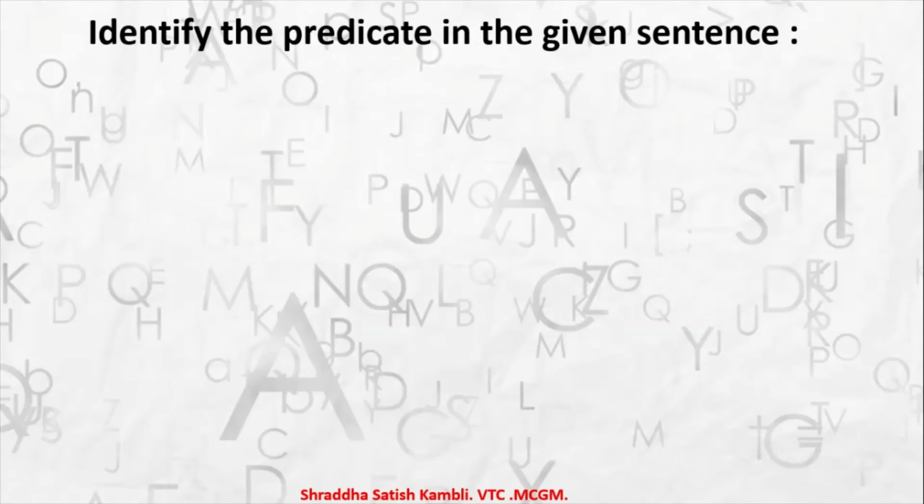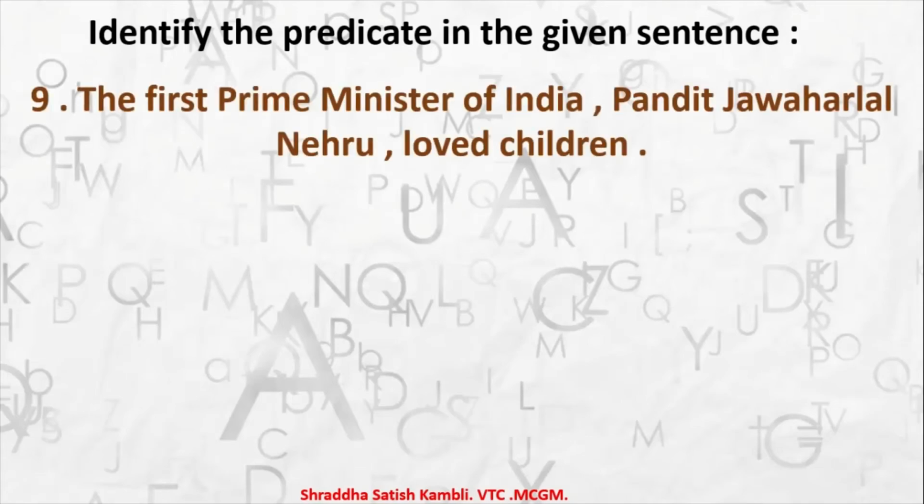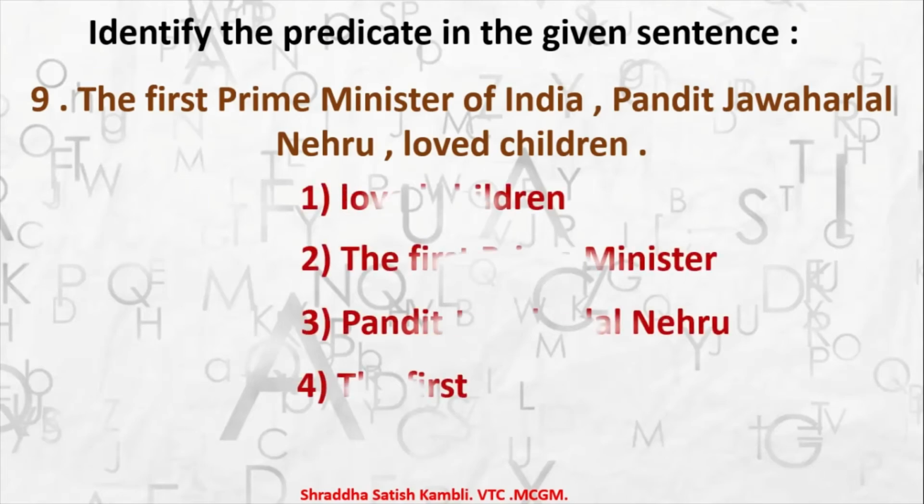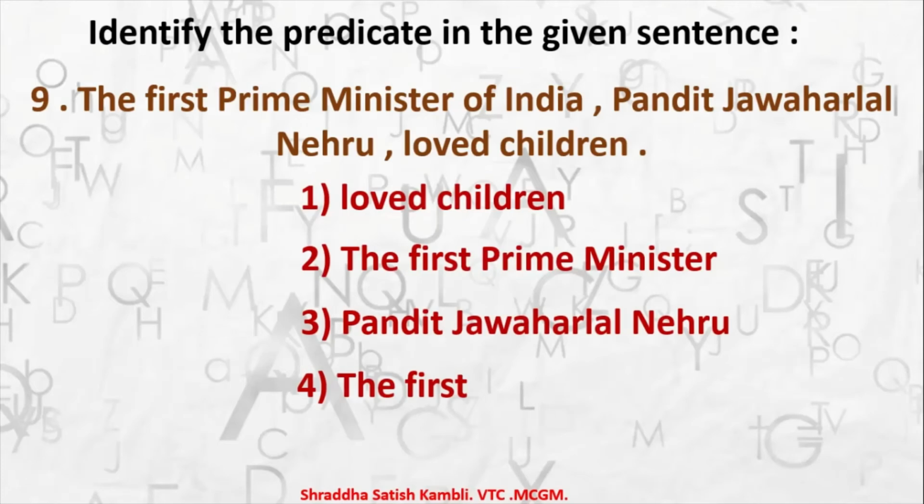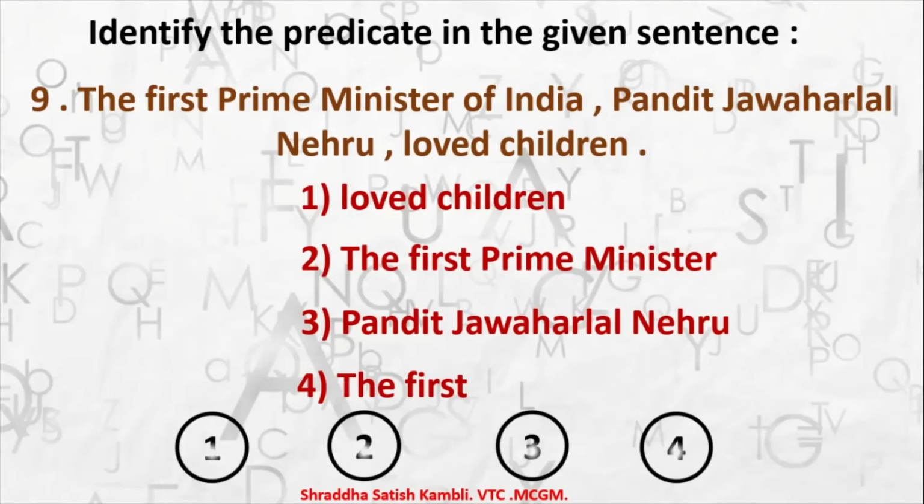Come on, let's go to the second last question in this pattern. The first Prime Minister of India, Pandit Jawaharlal Nehru, loved children. Now the sentence seems to be very big, so don't get confused, okay? Let's look at the options: loved children, the first Prime Minister, Pandit Jawaharlal Nehru, or the first. So which one is the predicate? It is very simple. It is the first one, loved children.